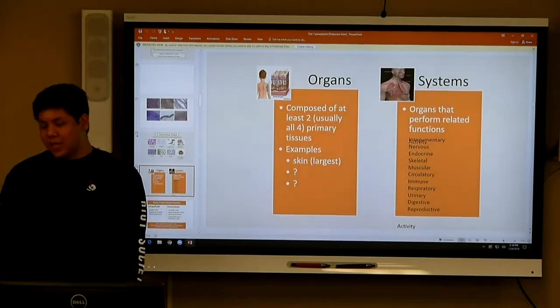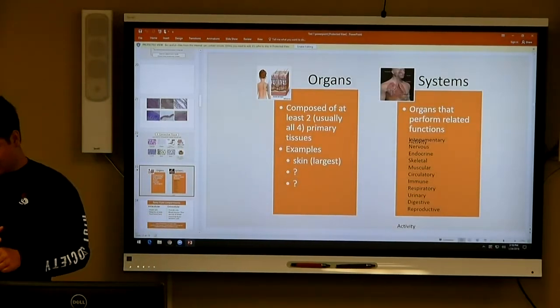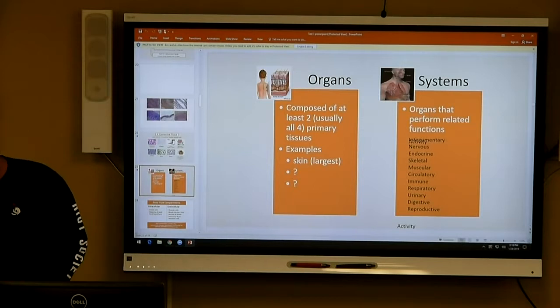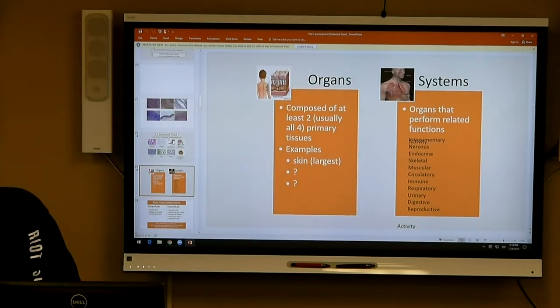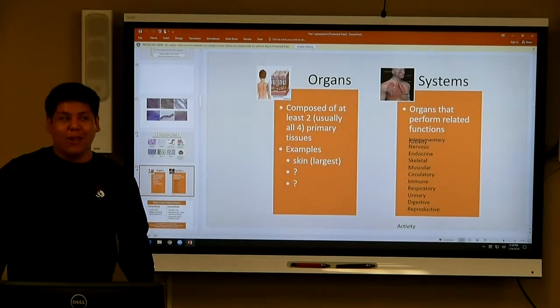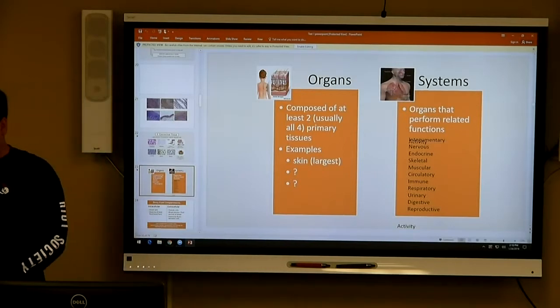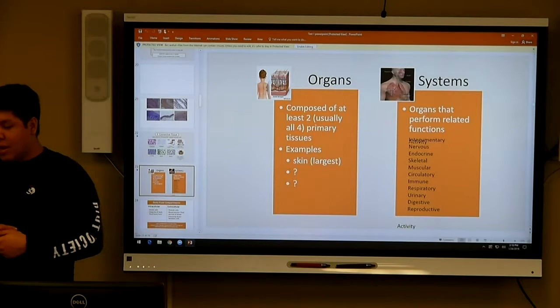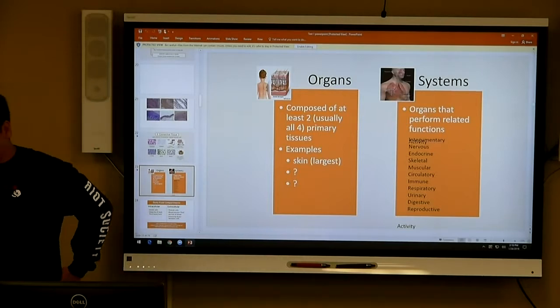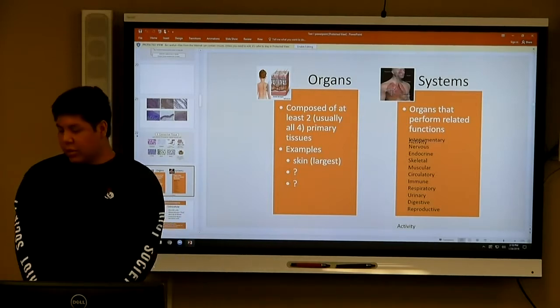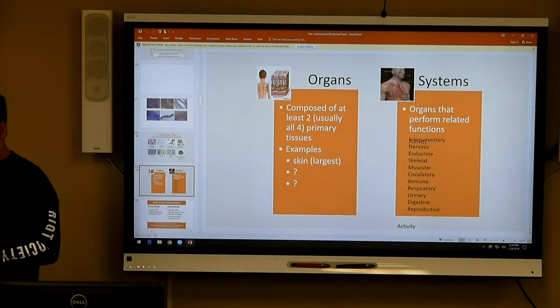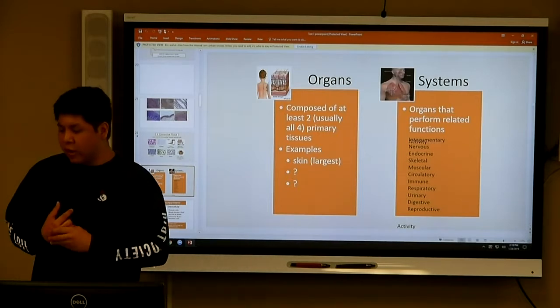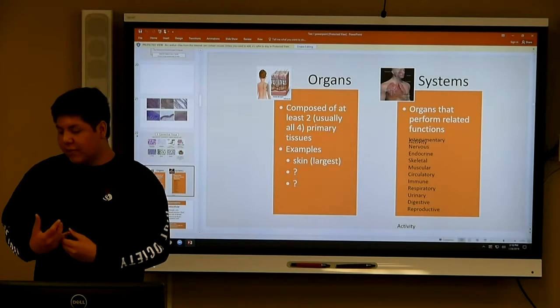Okay, and all the systems, all 11. Yeah, all 11 systems: the integumentary, the nervous, the endocrine, skeletal, the muscular, the circulatory, the immune, the respiratory, urinary, digestive, and reproductive.